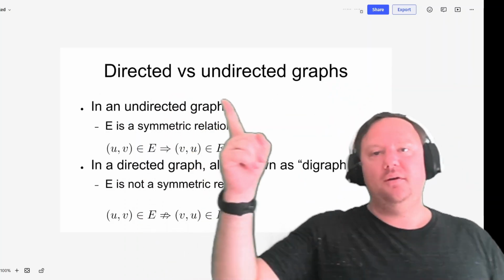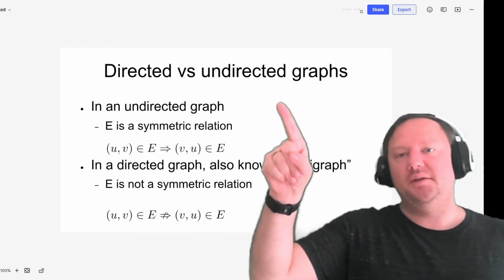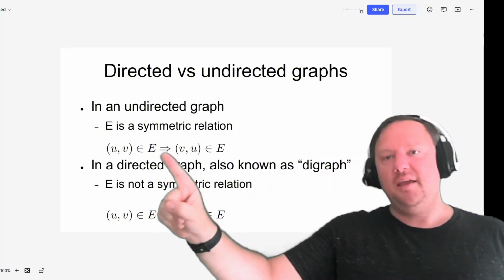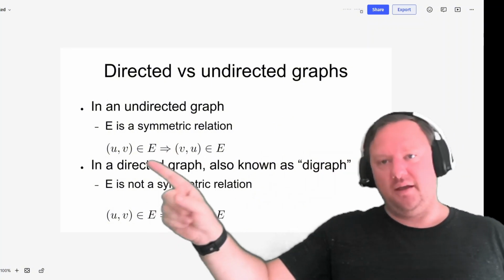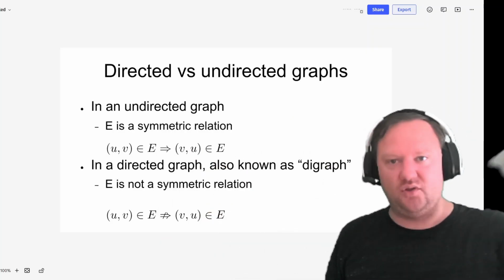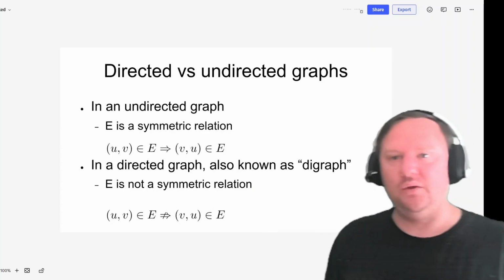Okay, here is a notion of directed versus undirected graphs. I've already described this briefly, but again, the idea is that in an undirected graph, if you have any edge that goes, say, from U to V, then you must also have the other edge, the one that goes from V back to U.